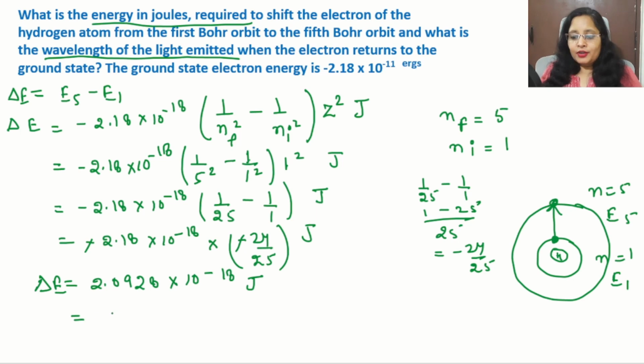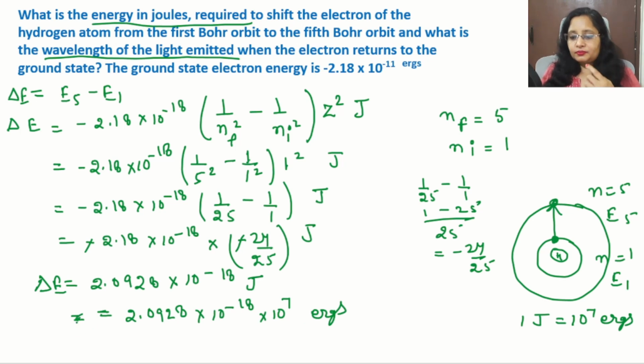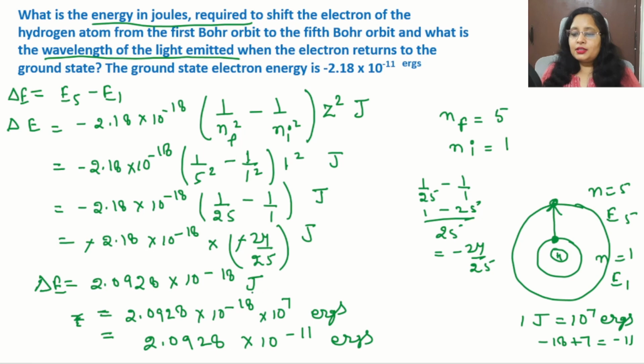In the terms of erg, if we are going to write, we knew that 1 joule is equal to 10 to the power 7 erg. So we can write it 2.0928 into 10 to the power minus 18 into 10 to the power 7 ergs. Minus 18 plus 7, it will give minus 11. We can write 10 to the power minus 11 erg. So friends, this value is in joule. This is also correct, and this value is in ergs. This is also correct. Both the answers are correct. So our first part is finished. Energy in joules, we found it.